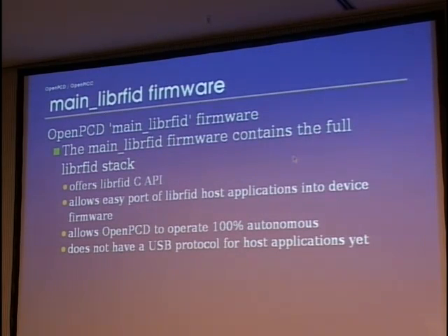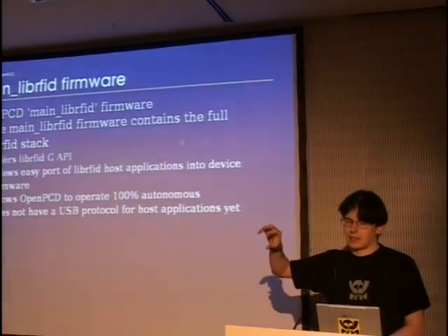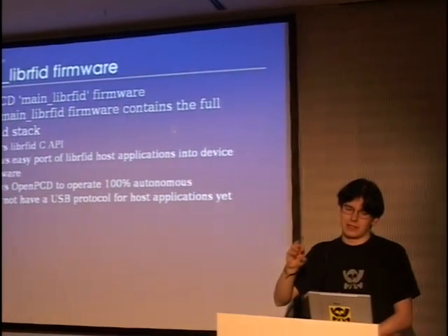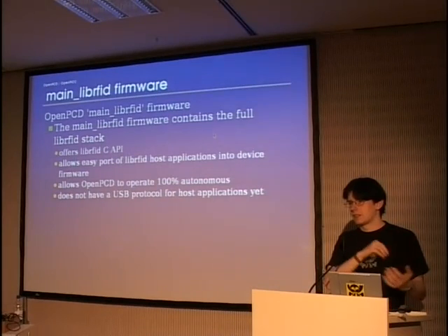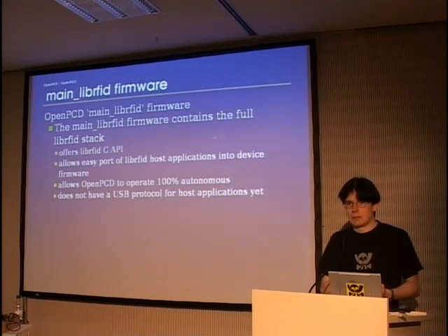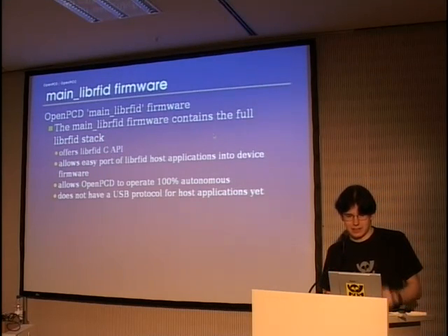And this basically provides you with the full high-level API of librfid that traditionally people only were able to use on the host PC inside the firmware. So if you've written an application that uses the librfid API on the host PC, you can just cross-compile librfid for the ARM7, link it into the OpenPCD firmware, and then you can run your application inside there. And that works very well. I mean, I was surprised how good it actually works.